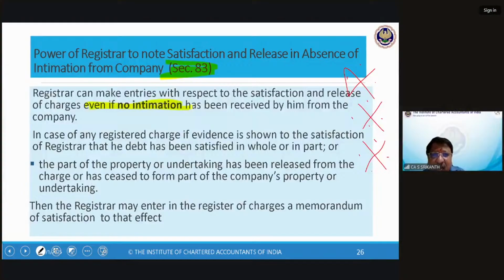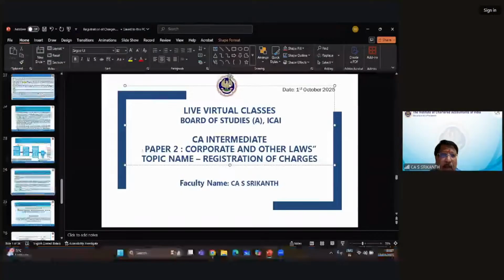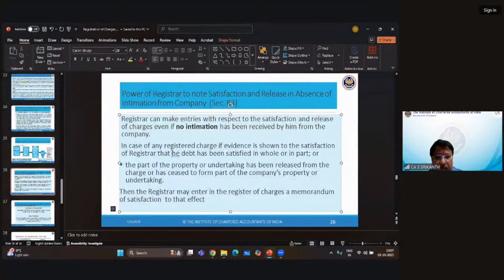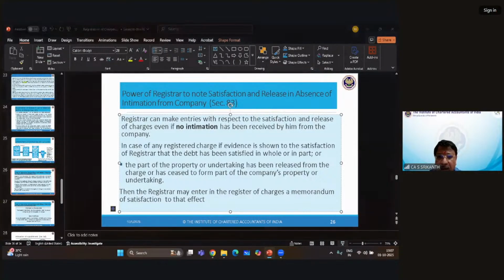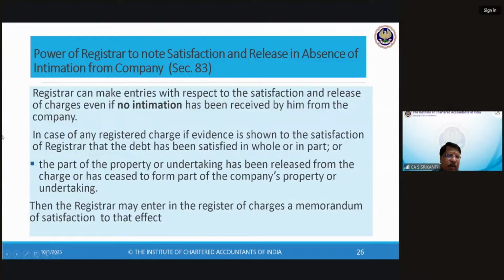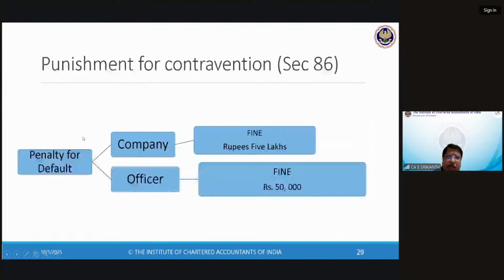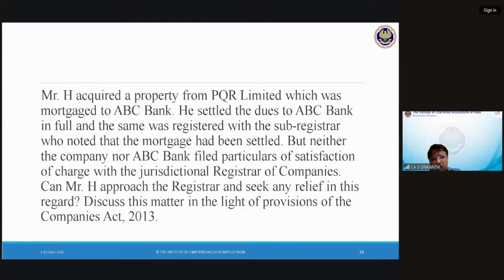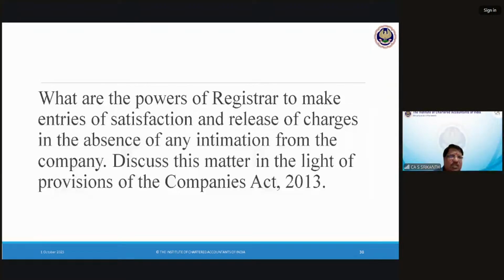In case of any registered charge, if evidence is shown to the satisfaction of the registrar that the debt has been satisfied in whole or in part. But you have to show evidence. Now, H has sufficient evidence. Am I correct? H has sufficient evidence because he has settled the dues to the ABC Bank. ABC Bank has released the mortgage that has been registered with the sub-registrar. So, all the proof is there.